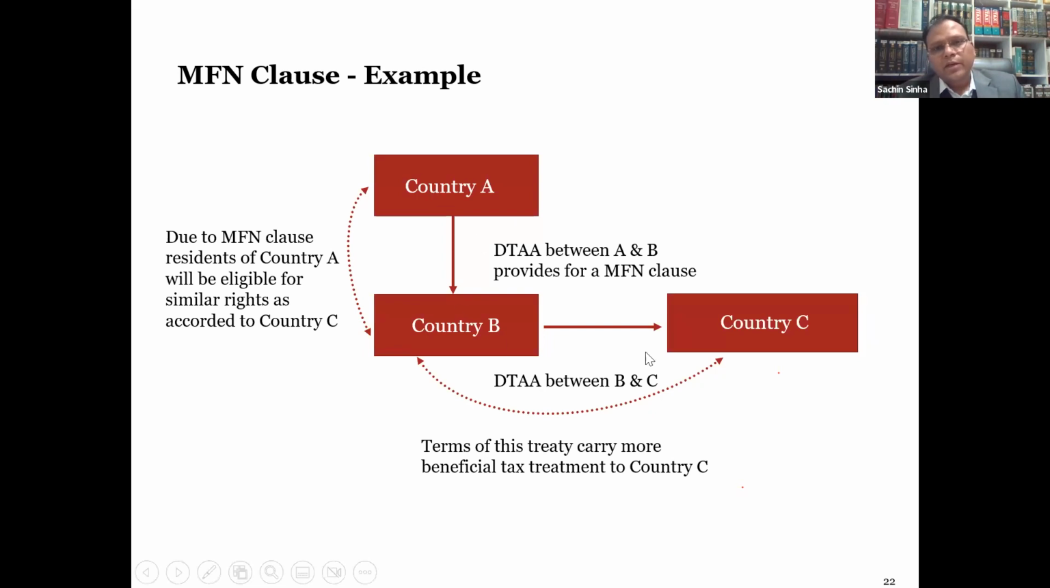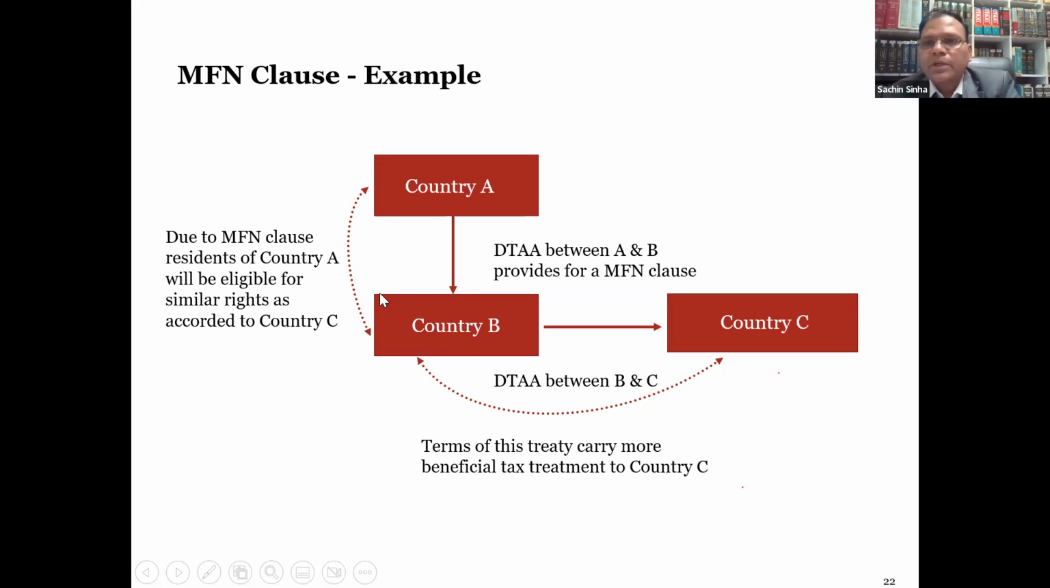So country A, country B, and country C. The DTA between A and B provides the MFN clause. This is the original treaty, between country A and B, where it is already there. And here is the DTA between B and C. Due to the MFN clause, residents of country A will be eligible for similar rights as accorded to country C. So if any benefit is given to country C, it will automatically come to country A also. So the terms of this treaty carry more beneficial tax treatment to the country.